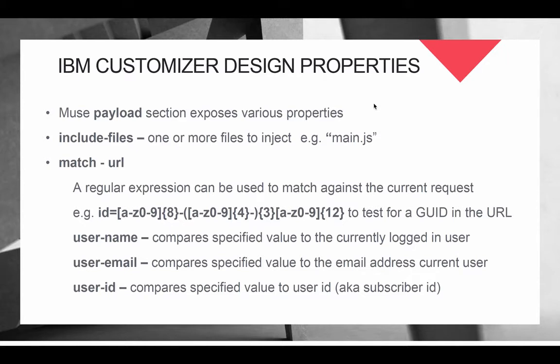You would be familiar with the include files property because that is really the means of identifying the primary file to inject. So some JavaScript file that's going to drive your customization. But there are other important properties that are there. So looking under the match category, which we will in a moment, there are a bunch of other values that you can specify. So things like URL, things like username, user email, and user ID.